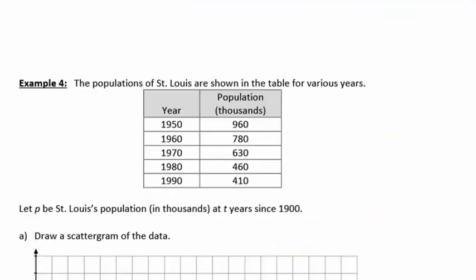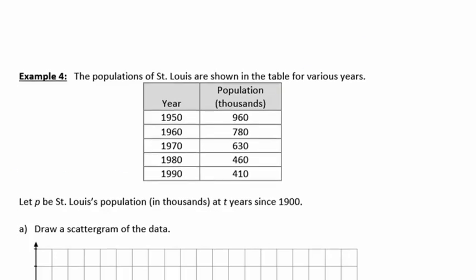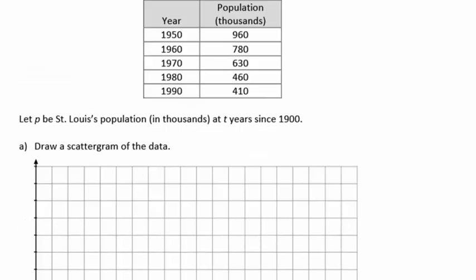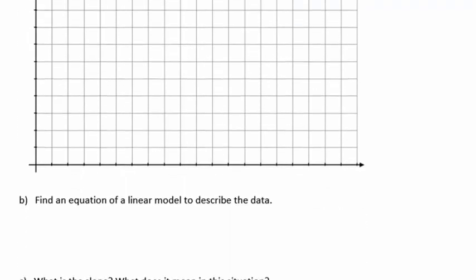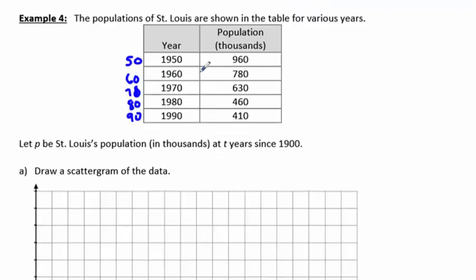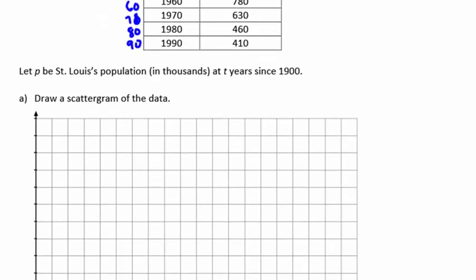So in example 4, we have a bit of data right here, and we want to first draw a scattergram of the data. So we're going to look at t being years since 1900. So we're starting with a value of 50 for t, 60, 70, 80, and 90. So when I draw my scale for t, I'm going to go up by tens. And my scale for the population should go up by maybe 50 or maybe 100 to get all the way up there. Let's see how many tick marks we have.